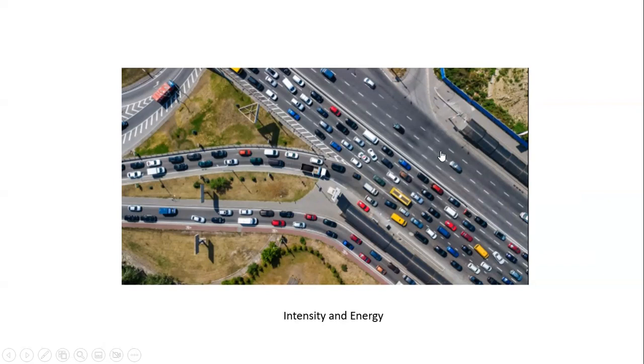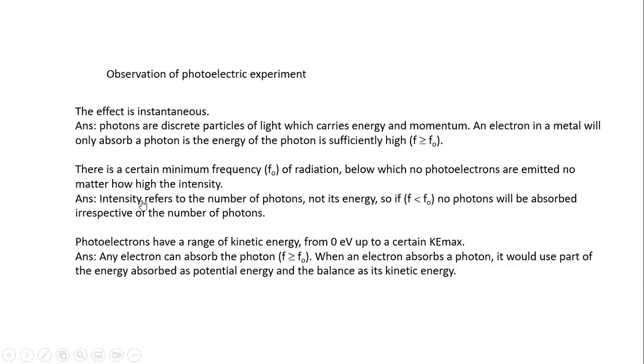In this case, you have low intensity, and the cars might be slowing down. There was an accident earlier, so they're slowing down to look at the accident. So you can have low intensity and low energy. They are independent of one another. It doesn't mean that if I have high intensity, energy must be low, or vice versa. So Einstein explained that intensity refers to the number of photons, not its energy.